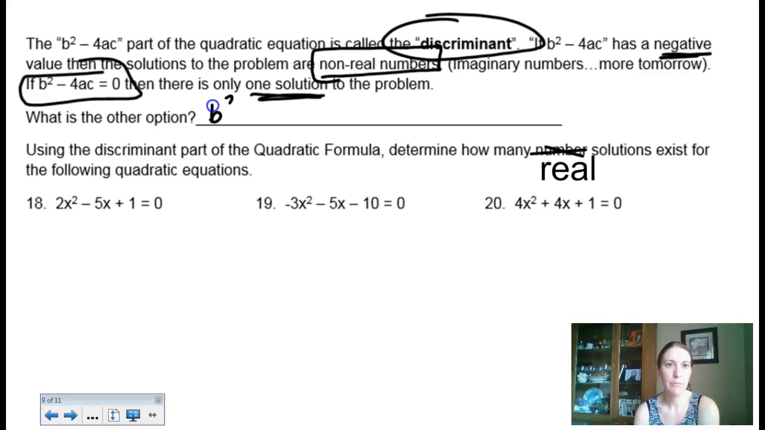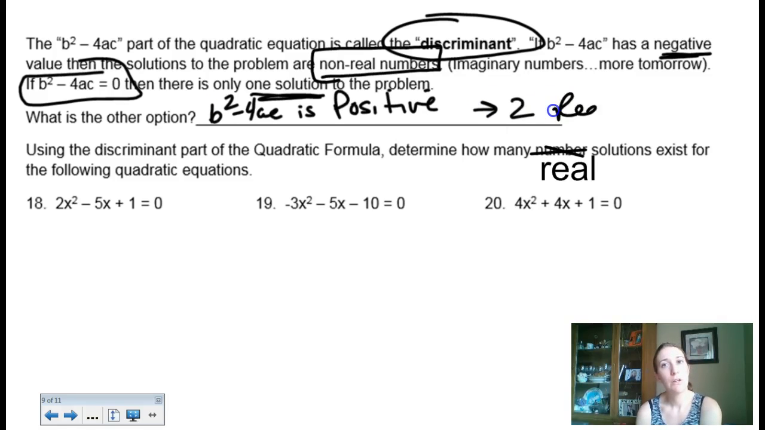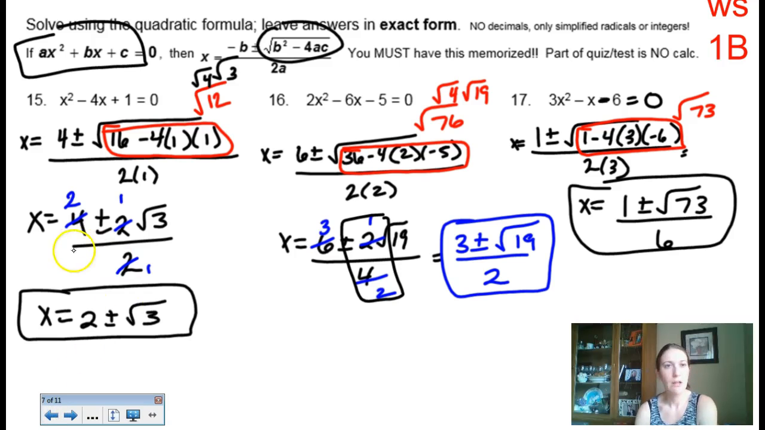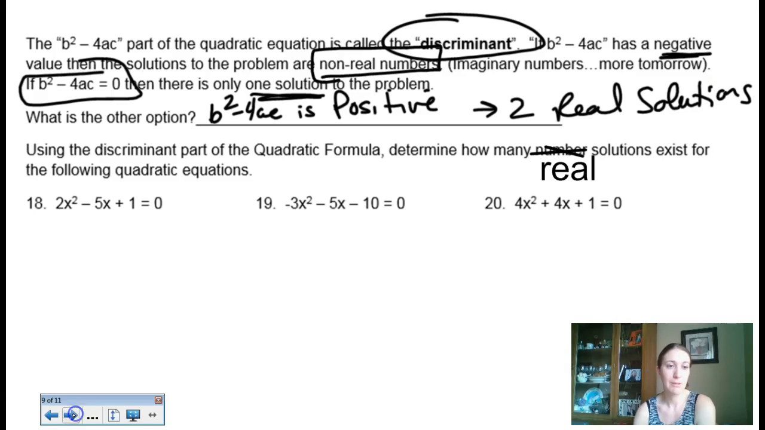So what's the other option? Well, what if the discriminant is positive? That means that you have two real solutions. We've been finding two real solutions. So like this one has two real solutions. They're gross, but they're real. So they don't have to look pretty to be a real answer. The thing that makes them a real number is that they don't have a complex part, meaning there's no i in it.